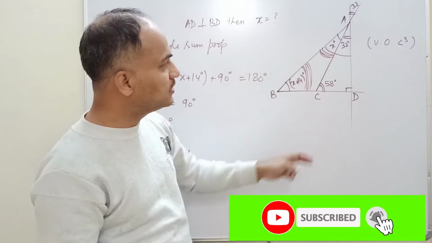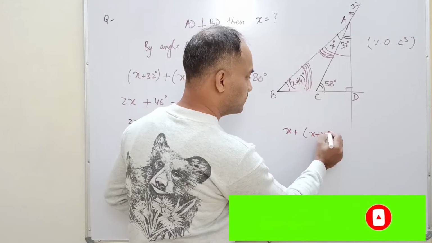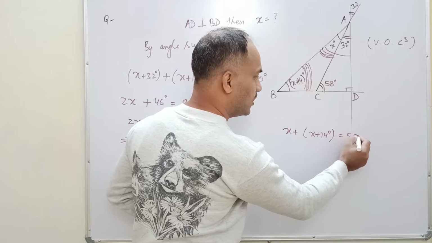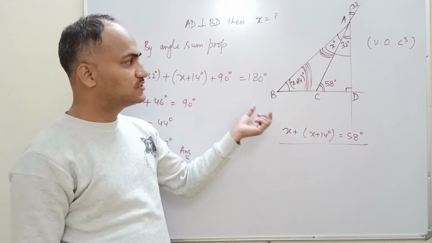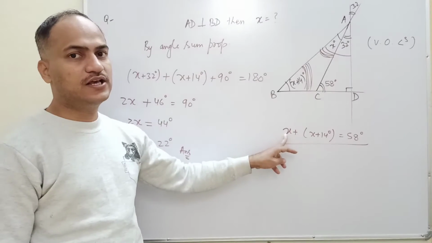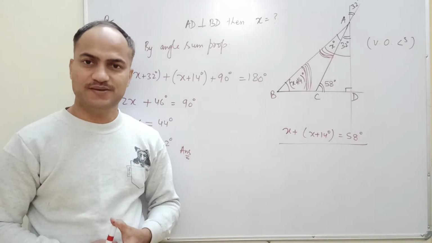So we can also apply the property that x plus 14 equals 58 degrees. Okay, so this also gives us the same result. Here also we will get x is equal to 22. So this is the second method. Both the methods give us the same answer.